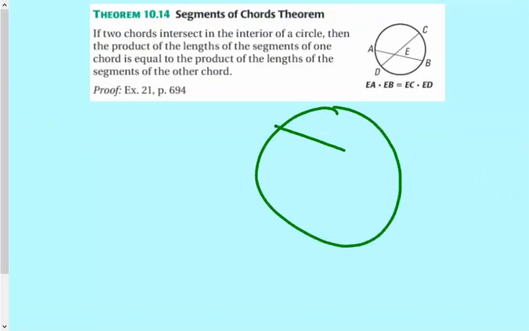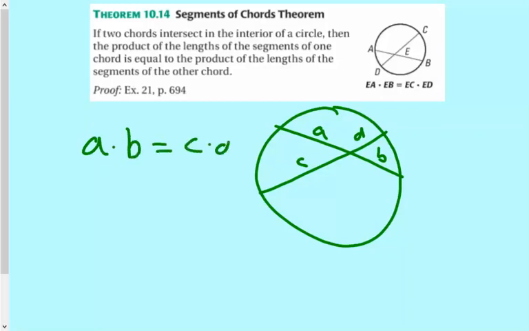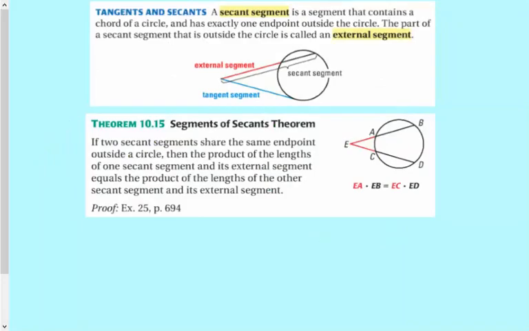So here's our two chords, and I'm going to simplify this up a little bit. We're going to call this A, this part B, this part C, and this part D. Basically, you have A times B equals C times D. This is what you need to know right here. This theorem with this picture, all the words are just explaining that in a fancy way. We're going to apply that here in just a second.